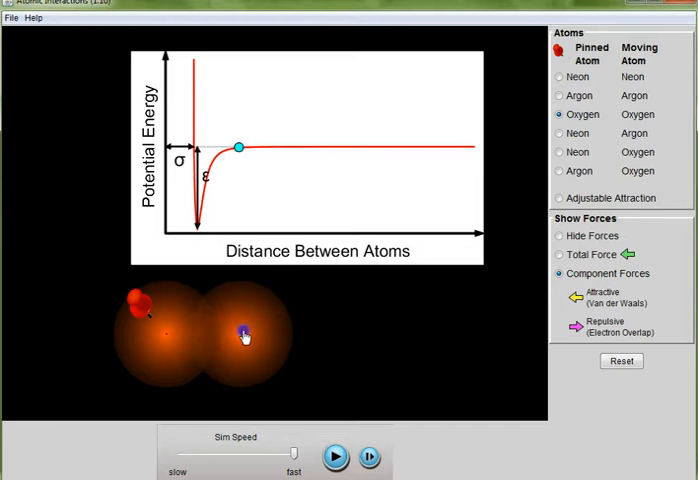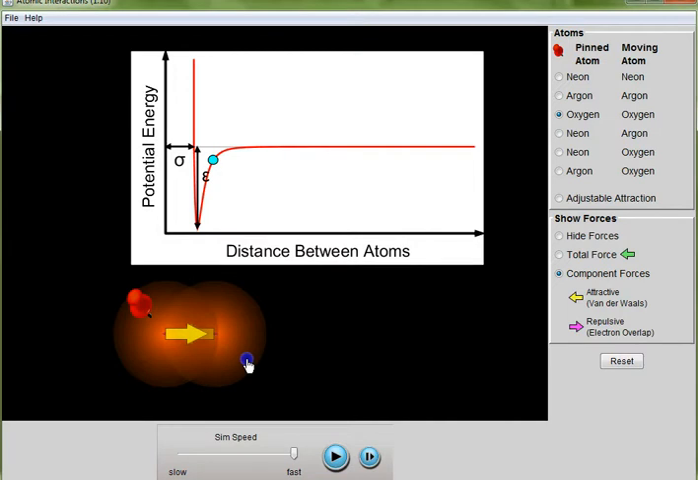They are strong at this position, and therefore the potential energy starts to drop. So you can see that the yellow arrow is starting to come into play. See that? You see the yellow arrow? As you bring them closer, the yellow arrow increases. It becomes larger and larger.